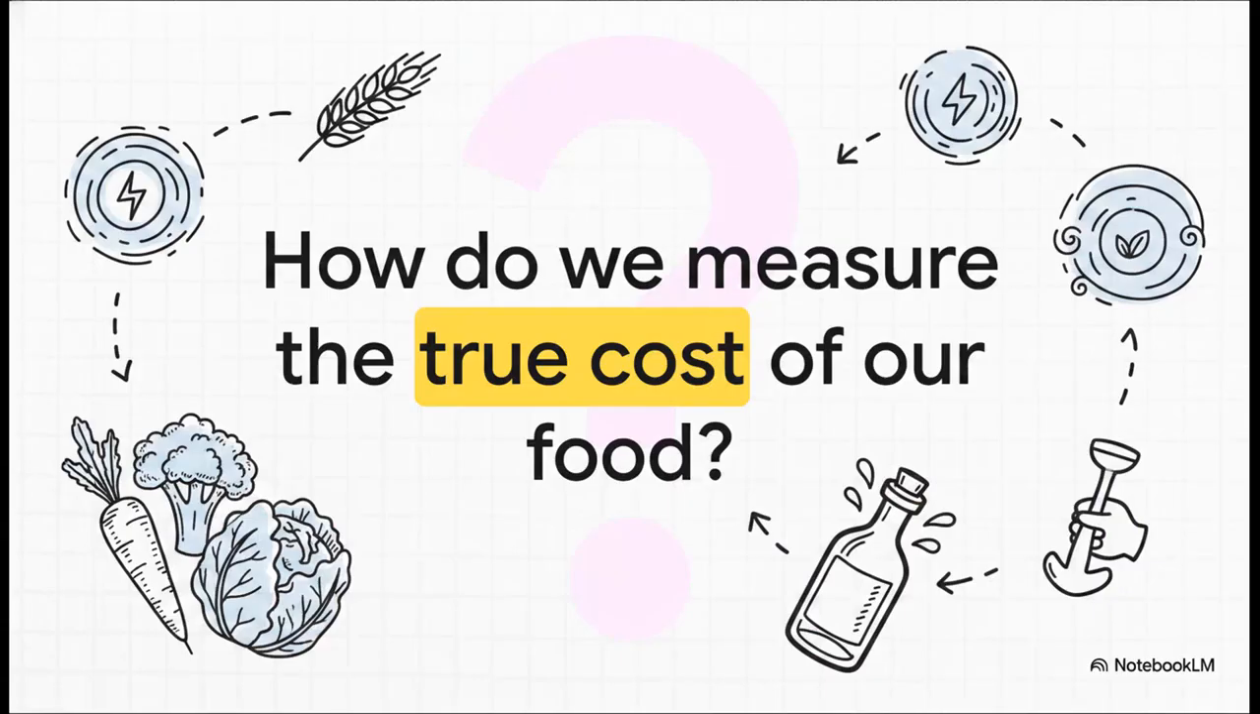So, how do we actually measure the true cost of our food? Because honestly, it goes way beyond that little price tag at the grocery store. Every single vegetable, every grain of wheat, every bottle of cooking oil, they all carry this massive, invisible footprint. We're talking energy consumption, water usage, greenhouse gas emissions, and human labor. But how in the world do you measure something that complex?